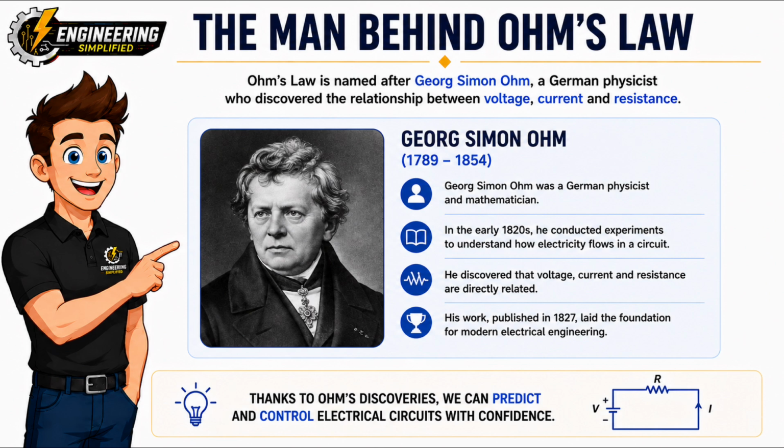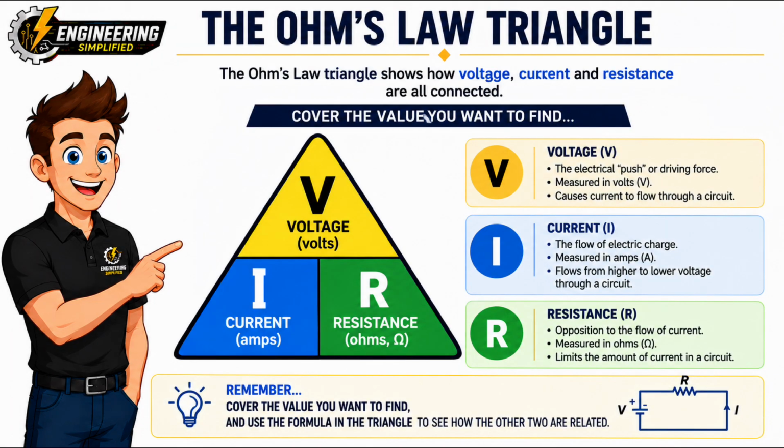Ohm's law is named after Georg Simon Ohm, a German physicist who lived from 1789 to 1854. Through his experiments with electrical circuits, Ohm discovered the relationship between voltage, current, and resistance. His work showed that the current flowing through a conductor depends on the voltage applied across it and the resistance opposing that current. The unit of electrical resistance, the ohm, represented by the Greek letter omega, was named in his honor. Now let's look at the Ohm's law triangle.